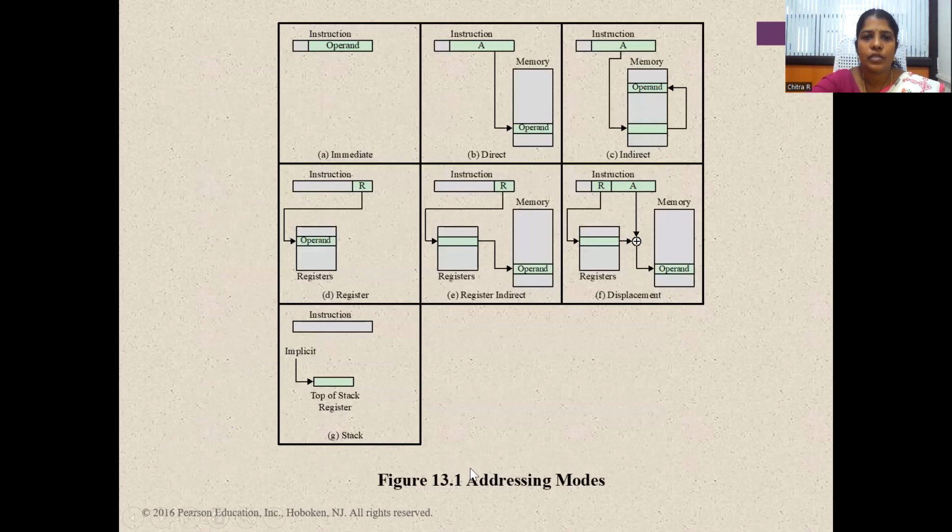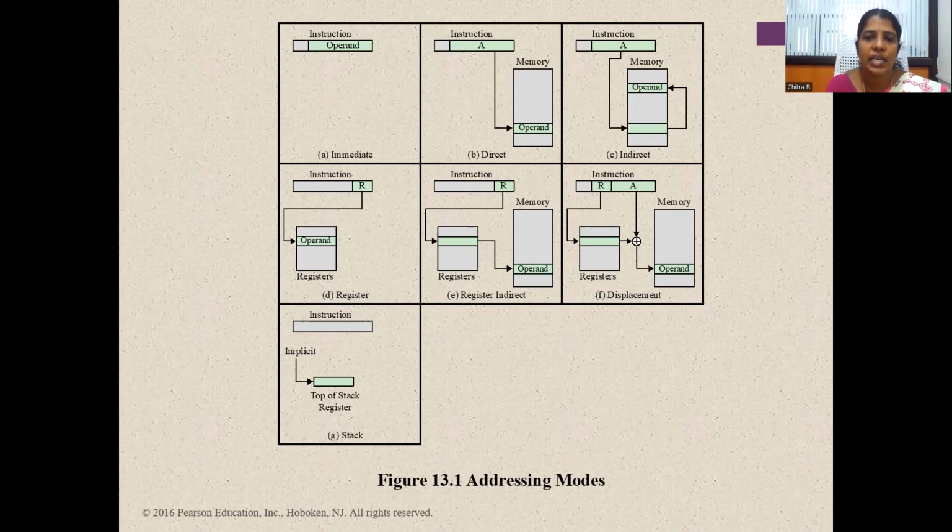This is the pictorial representation of how the values are stored in the memory and how they are accessed with the help of different addressing modes. Initially, the instruction contains the operator as well as the operand. The operand is available in the memory, or it may be available in the general purpose register, or it may be directly given by the user. That is described in the addressing mode.